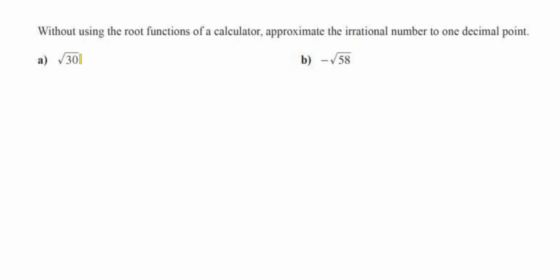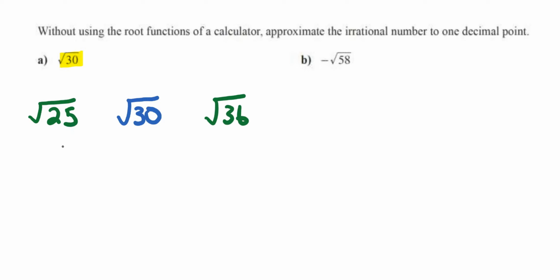Okay, so another similar example: how do I approximate the square root of 30? What we'll do is force the square root of 30 between two square roots where we do know the answers. So I'm thinking of the square root of 25 and the square root of 36. The square root of 25 is going to be 5, and the square root of 36 is going to be 6. So that means the square root of 30 is going to be between 5 and 6.